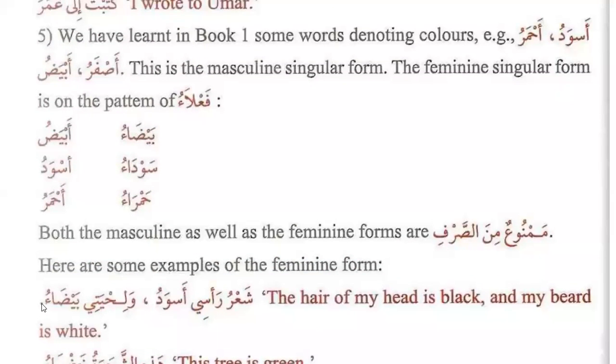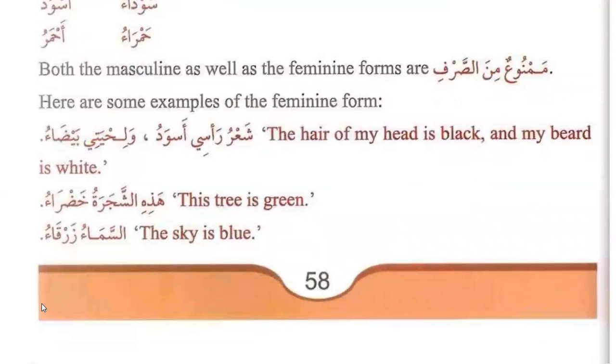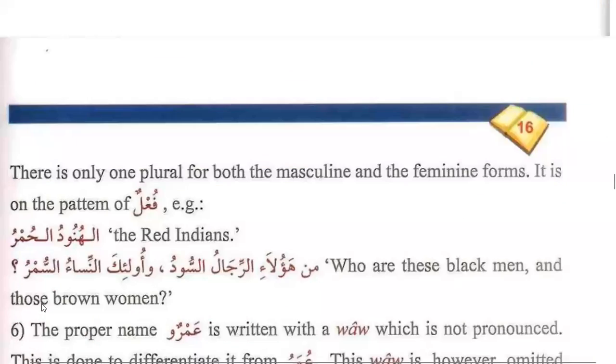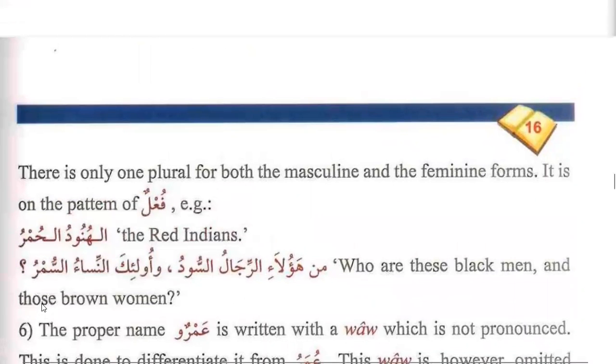Wa lihyati baydau sha'ru ra'si aswadu. The hair of my head is black and my beard is white. Hazihi shajaratu khadra'u. This tree is green. As-sama'u zarqa'u. The sky is blue. There is only one plural for both the masculine and feminine forms. It is on the pattern fulun. For example, al-hunudul humru, the red Indians. Man ha'ulai rajalu sudu wa ula'ika nisa'u sumru. Who are these black men and those brown women?